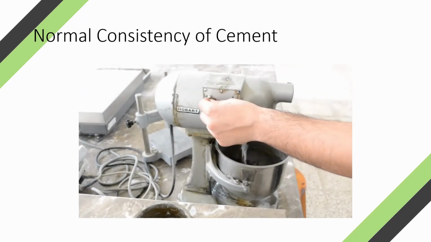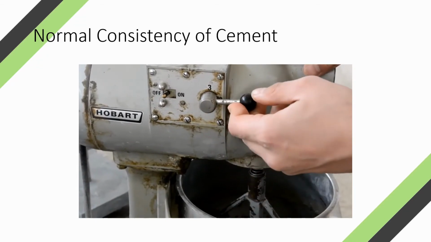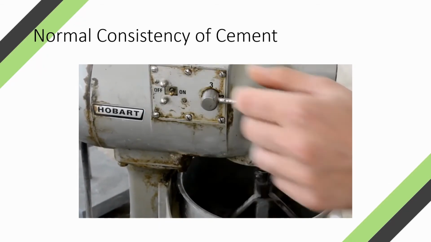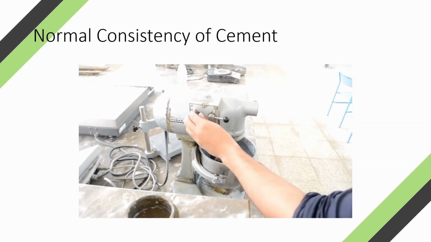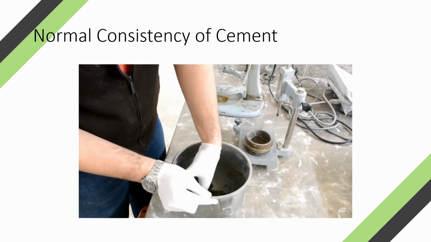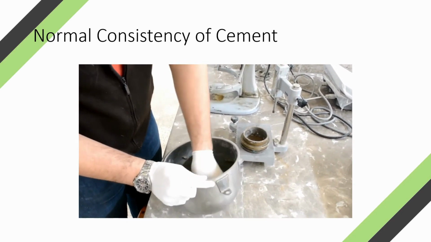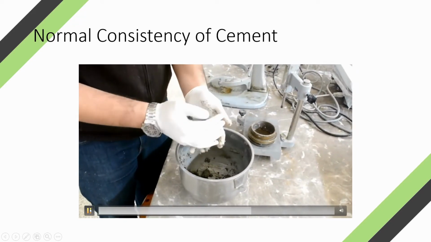Stop the mixer for 15 seconds. Again, run the mixer on the medium speed for 1 minute. Turn off the mixer. Then quickly start to form a ball from the cement paste with the gloved hands. After that, toss the ball between your hands for 6 times.